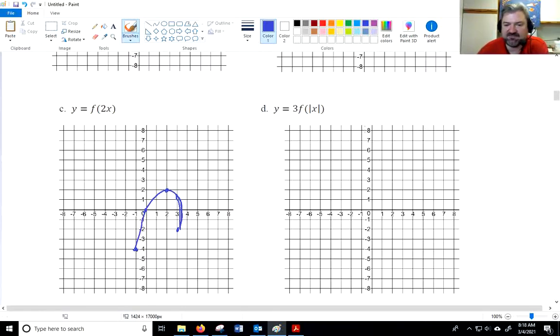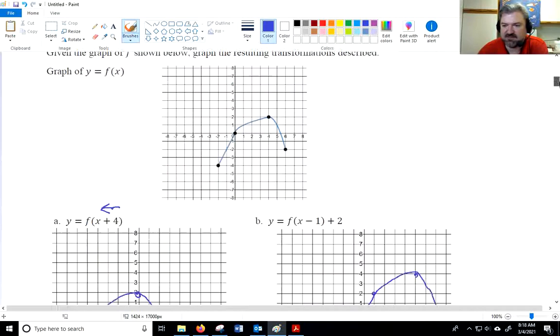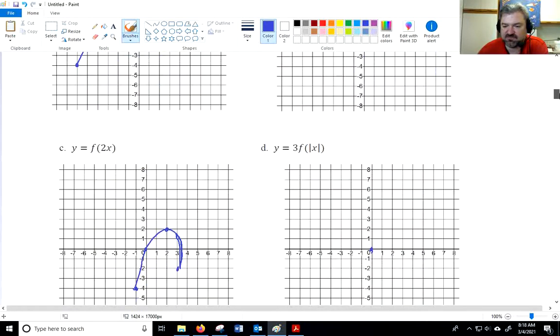All right, now the absolute value being on the inside, we'll take the right-hand side and paste it over on the left. But we're also going to be multiplying the y's by 3. So 0, 0 will stay the same. But the next point was 4, 2. And what we're going to do is take the y value of 2 and multiply it by 3. So it becomes a 6.